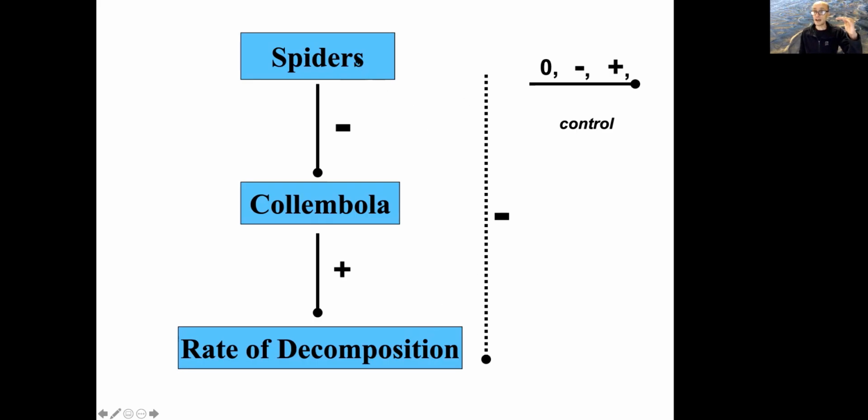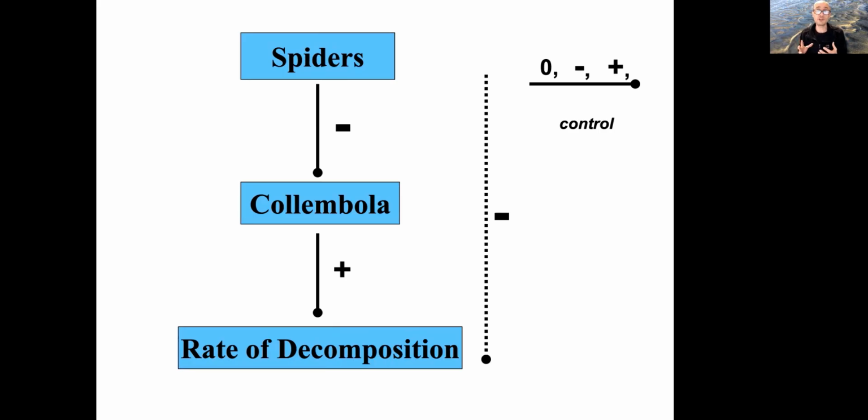This indirect effect of one trophic level here, the third trophic level, on a non-adjacent trophic level, this rate of decomposition, or at least this process here, we refer to as a trophic cascade. Trophic meaning feeding, and it cascades because it kind of falls down through this system. So the effect of spiders should be felt all the way down to the amount of litter that's there, and therefore the rate of decomposition. That's what a trophic cascade refers to.